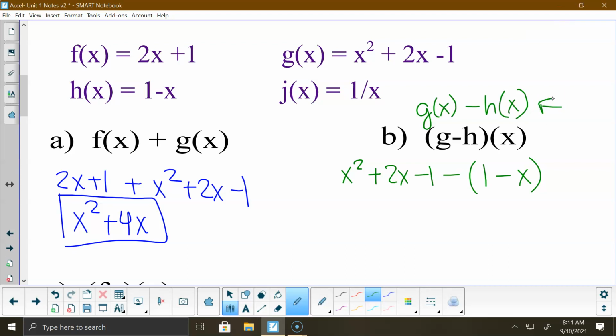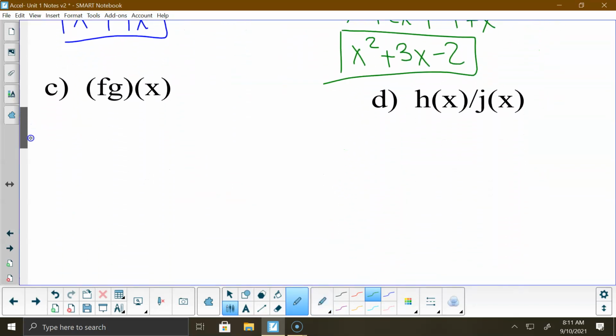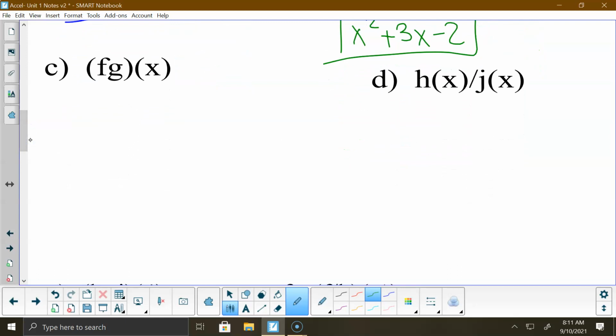All right. Can I combine some like terms? I can distribute my negative. So I've got x squared plus 2x minus 1 minus another 1 plus another x. So x squared plus 3x minus 2. What do we think? So far, so good? All right. You want to try C and D on your own or with your neighbors? For a minute? Okay.